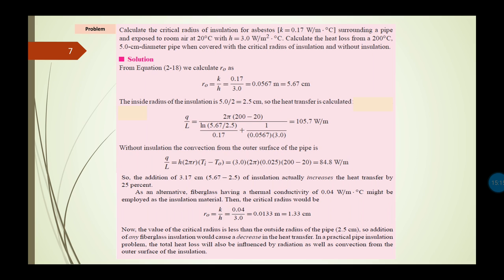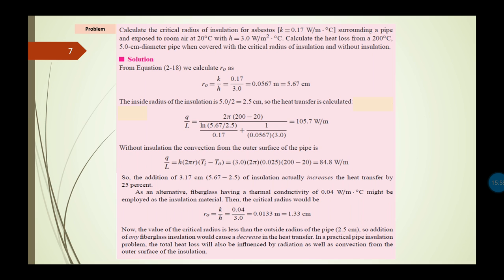Now, without insulation, the convection from the outer surface of the pipe we also need to calculate. So without insulation, the formula for Q by L is H multiplied by 2 pi R multiplied by (Ti minus T infinity), as all the values are given in this question. If we put all these values here, then we get Q by L equals 84.8 watt per meter. So that means the addition of the 3.17 centimeter of insulation actually increases the heat transfer by 25%, that is from 84.8 watt to 105.7 watt per meter.